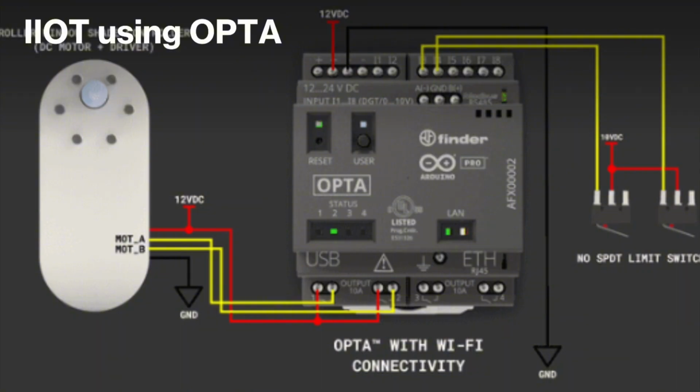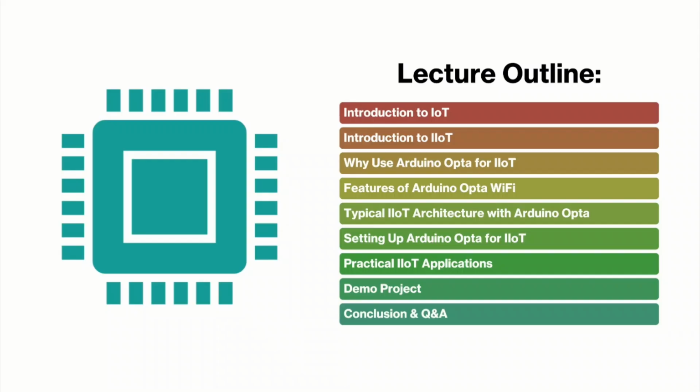After that, we'll focus on Arduino OPTA, a small but powerful industrial controller, and see how it makes building an IIoT system practical and easy. My goal is to help you understand not just the theory, but also how to apply it to real-world situations. Let's take a look at the roadmap for today's lecture.